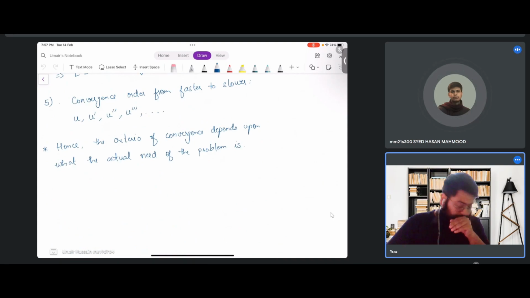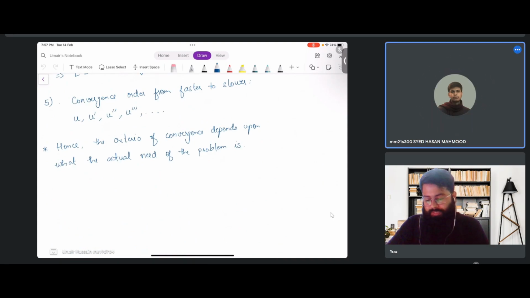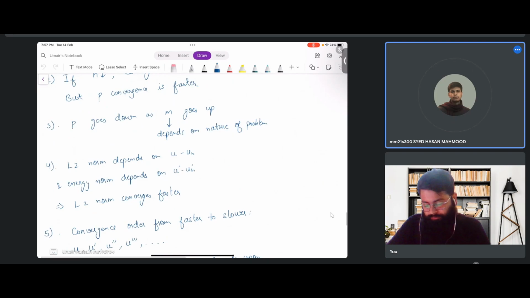Sir, about this L2 convergence and this strain energy convergence, what is the physical meaning of these two? Why is one converging first and another converging later?